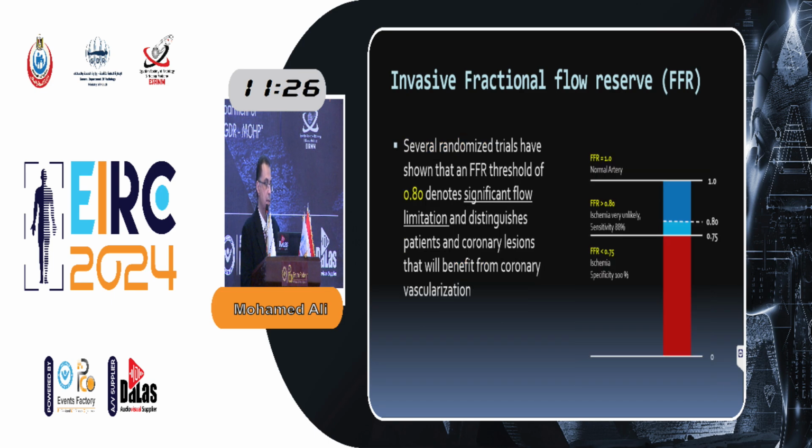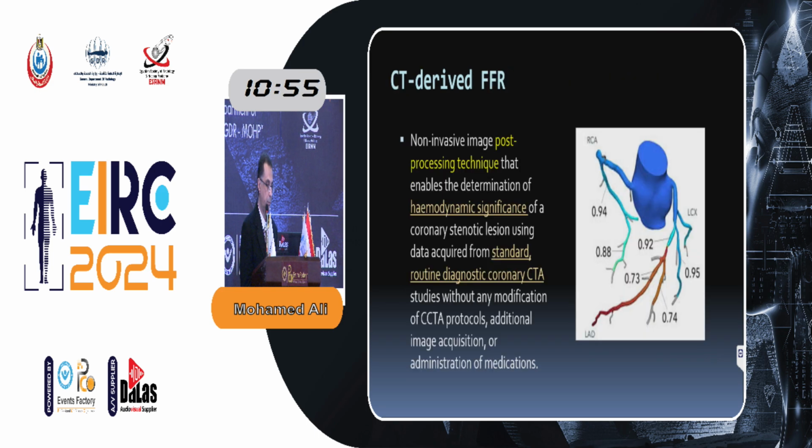Several randomized trials have shown that the FFR threshold is 0.8 or 0.75. Below 0.7, the flow limitation means myocardial ischemia. Above 0.8, we can exclude ischemia, and there is a gray zone between 0.7 and 0.75 and 0.8.